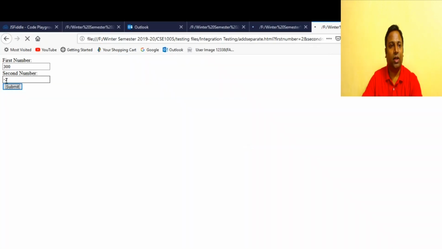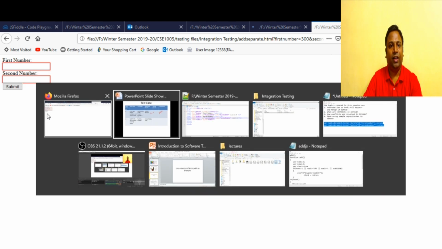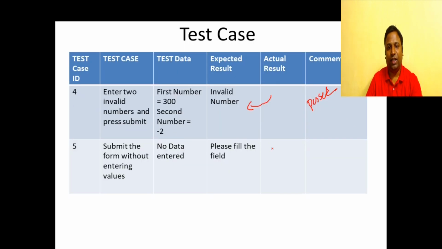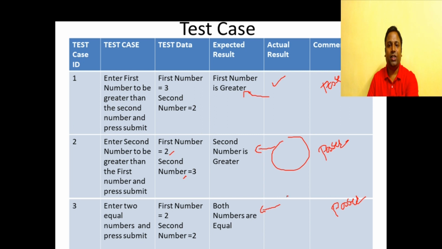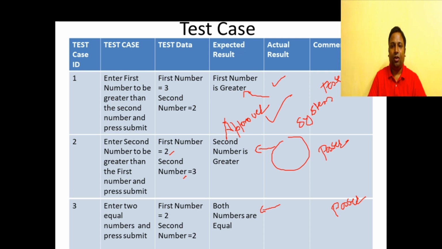So let's go and submit a blank form here. So it says please fill out this field, and that is actually matching the expected result. So this also has passed. So we can say all the test cases have been passed in our integration testing, and this system has been approved, or we can say this system is approved for the next level of testing, that is called the system testing.